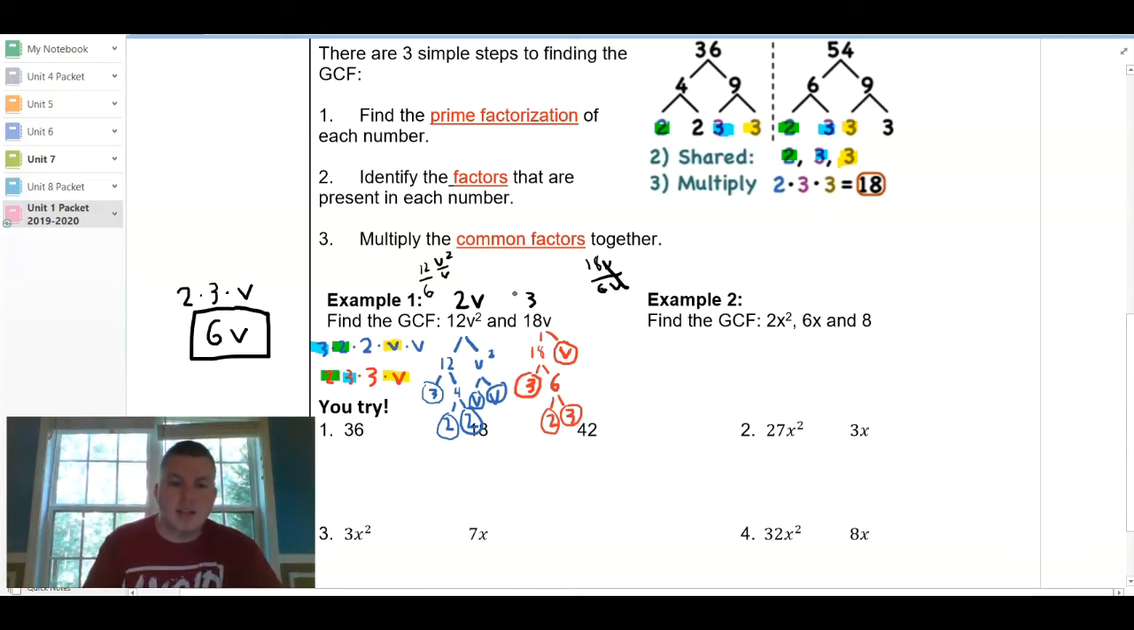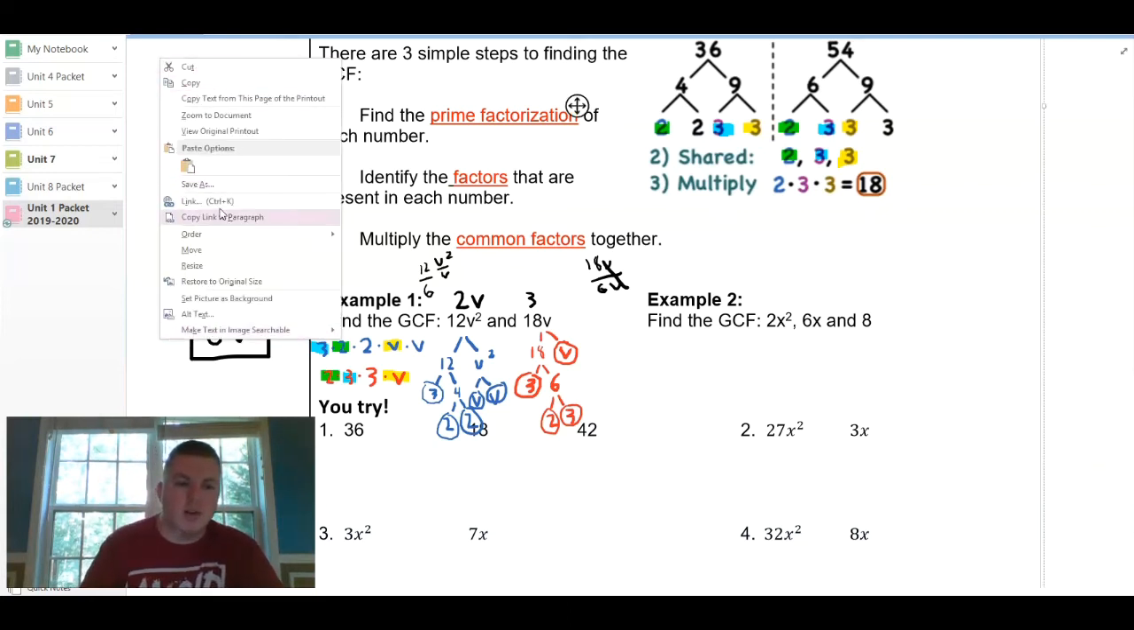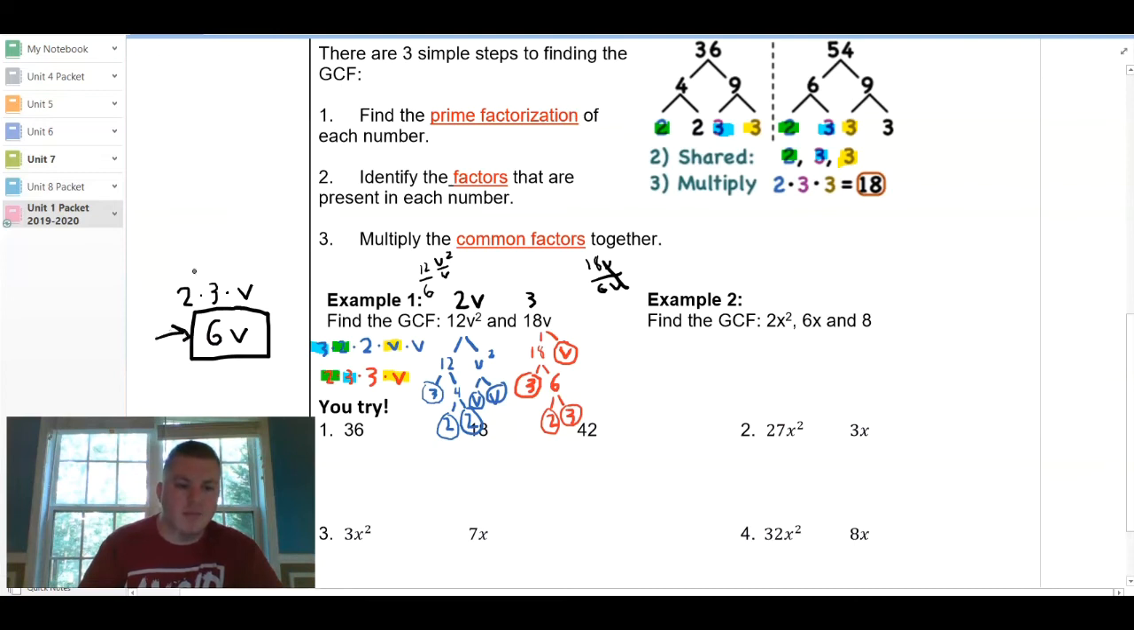Now if there's anything that would still go into both of those, I would know that I have a common factor but not the greatest common factor. But in this problem, I can see that there's nothing that's going to go into a 2V and a 3 that's going to be the same. So my 6V over here that we came up with is going to be our greatest common factor. All right, one more example.